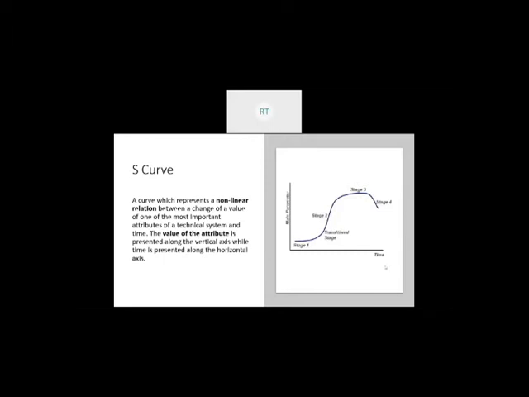Is the audio clear now? I'm getting a few messages that the audio is not clear. Is it clear now? Fantastic.